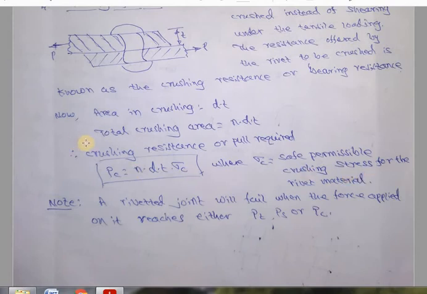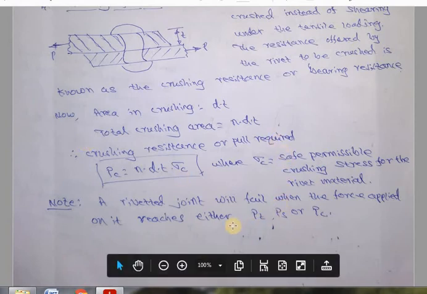So we have determined, leaving the margin M, there are three failures mainly associated with the joint: tearing resistance of the plate across the row, shearing resistance of the rivets, and crushing resistance of the rivets. The riveted joint will fail when the force applied on the rivets reaches either PT or PS or PC. Whatever force you apply here, if it reaches any one of these, either PT, tearing, or shearing or crushing, then the plate joint is going to fail.